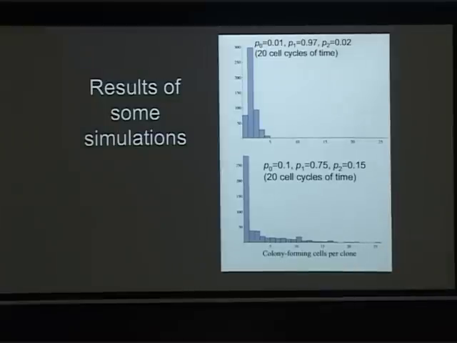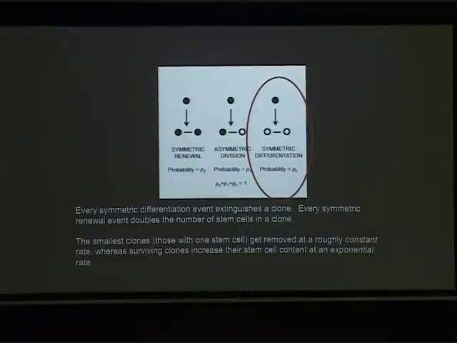Okay, so in fact, Till recognized that the distributions he was seeing told him that the stem cells were behaving stochastically, because that's exactly what you should see if the stem cells are behaving stochastically. Right, and in part that's because every symmetric differentiation extinguishes a clone, every symmetric renewal doubles the number of stem cells in a clone. It's exactly what Boris talked about when he was talking about genetics, the stochastics of branching processes. It's really all the same math.